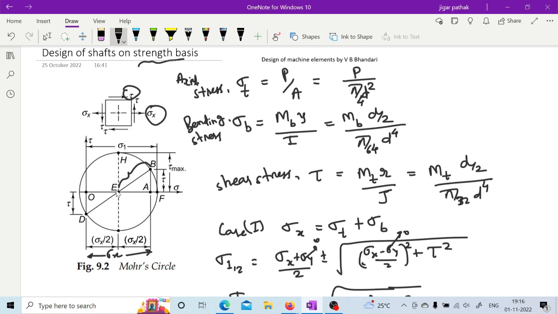In that, this may be your sigma 1 and this may be your sigma 2. And this is your maximum tau, as mentioned here, which is equal to the radius of the Mohr circle. Because this is the square root of sigma x by 2 whole square plus tau square, that is nothing but tau max, that is this radius. So this is already clear to you, right?